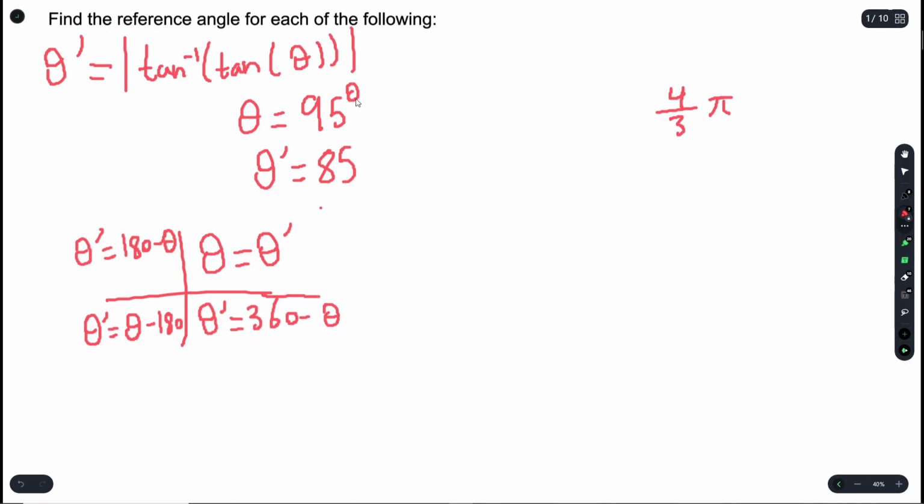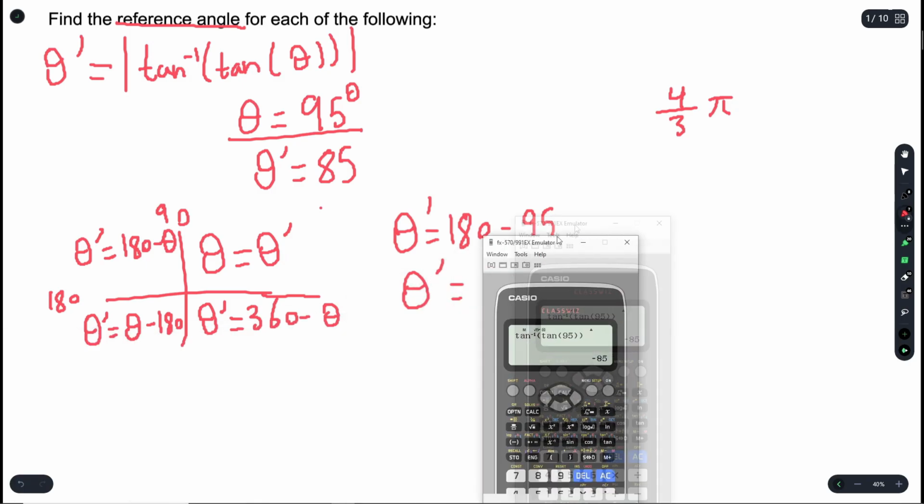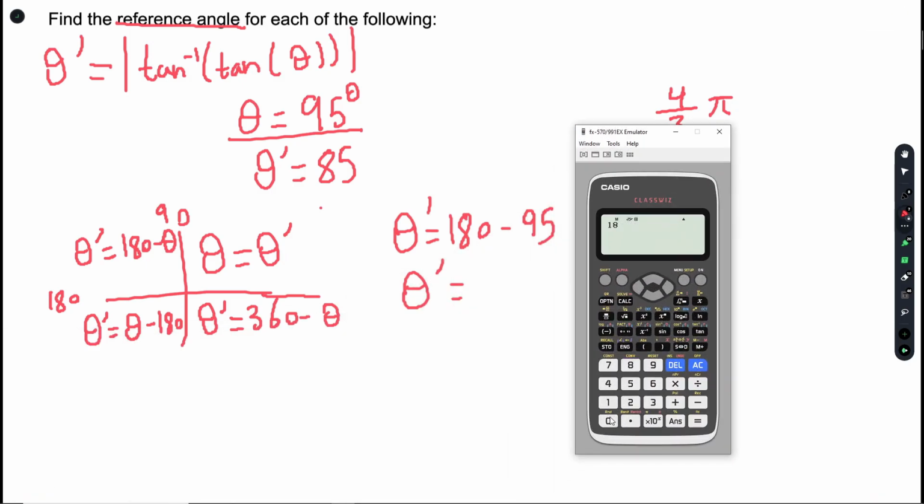Now, the reason this is the case is because a reference angle is an acute angle that's always positive. That's why we need these formulas here. So we can use the second method. Since the angle is in quadrant 2, because it's greater than 90 and less than 180, so it's between this range here, we'll use this formula here. So the reference angle is equal to 180 minus 95. Do this on the calculator and we should get the same answer. So 180 minus 95 equals 85.